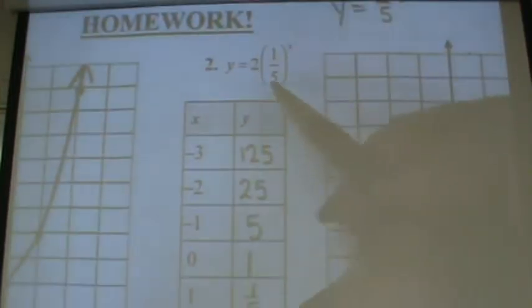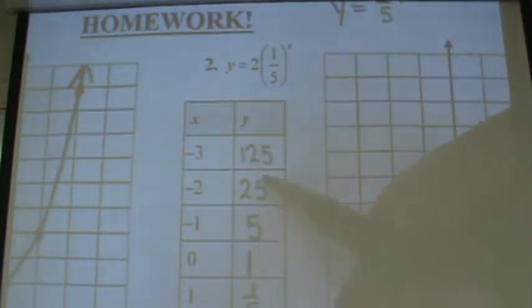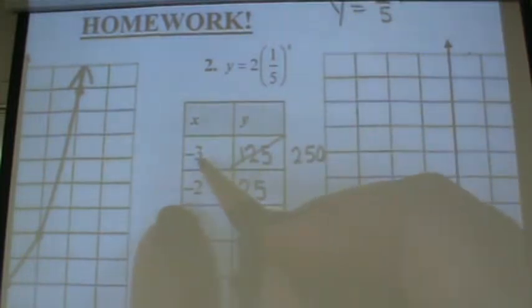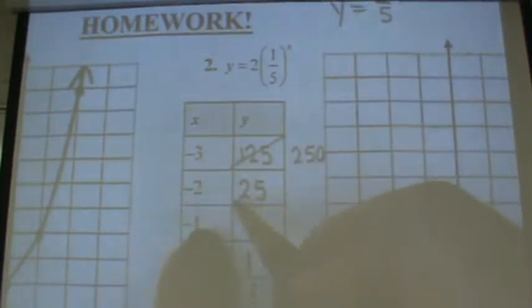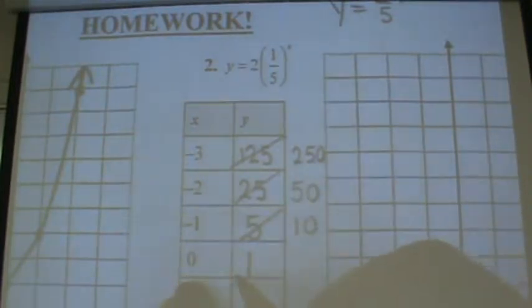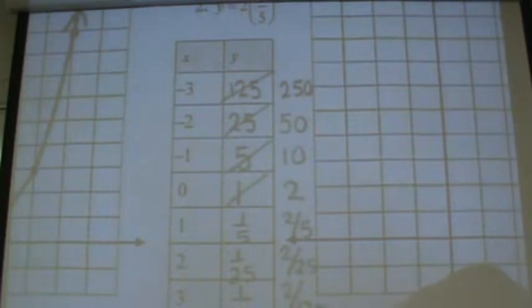Okay, now, this is not my real table. What do I have to do? What does this 2 do to my y values? You would have to multiply these y values by 2. What's 125 times 2? 250. So that's, you would graph -3, 250. What's 25 times 2? What's 5 times 2? What's 1 times 2? 1/5 times 2 is 2/5. Then this is 2/25, and this is 2/125. So that's really what you're graphing.